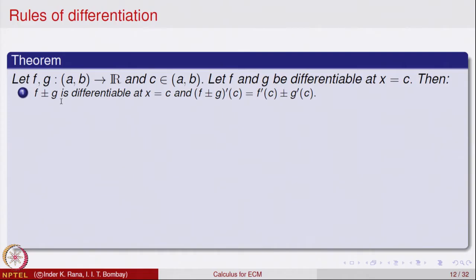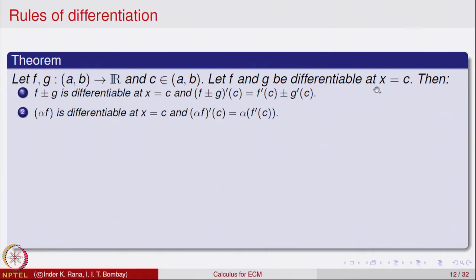are also differentiable at the point x equal to c, if you add or subtract two differentiable functions. The derivative of f plus or minus g at c is the derivative of f plus or minus the derivative of g. So, the derivative of the sum is equal to the sum of the derivatives, and the derivative of the difference is equal to the difference of the derivatives. But keep in mind, only if both f and g are differentiable can you calculate the derivative of f plus g.